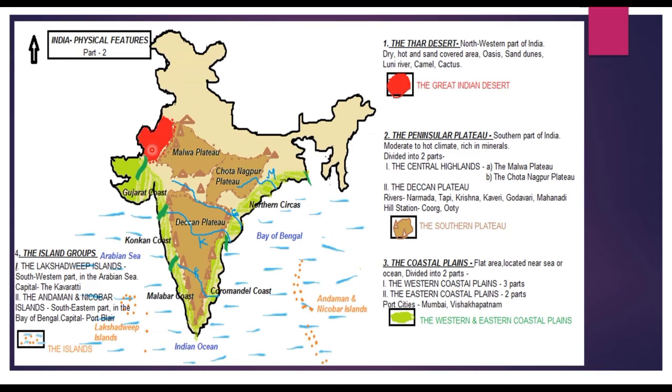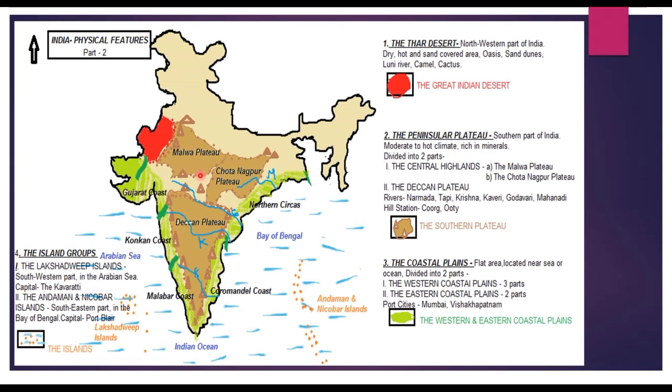Our next physical feature of India is the Peninsular Plateau, or else we can say the Southern Plateau. The Peninsular Plateau extends from the south of the northern plains up to Kanyakumari in the south, which is the southern tip of India. It is broadly divided into two parts, the Central Highlands and the Deccan Plateau.